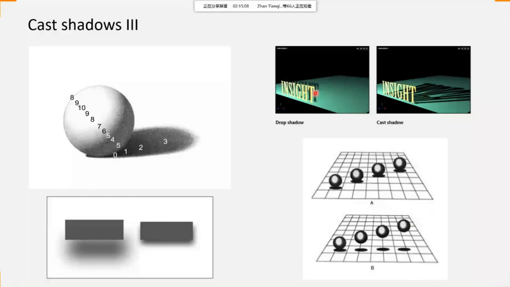And here you have also just the change in the shadow changes the situation and the impression. So here you have the cast shadow, and this is called drop shadow.